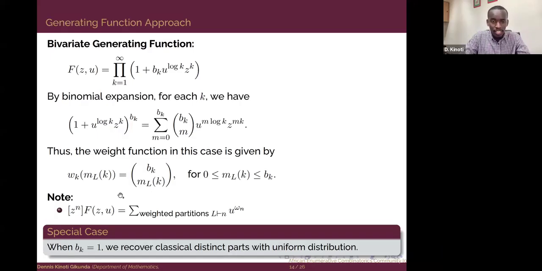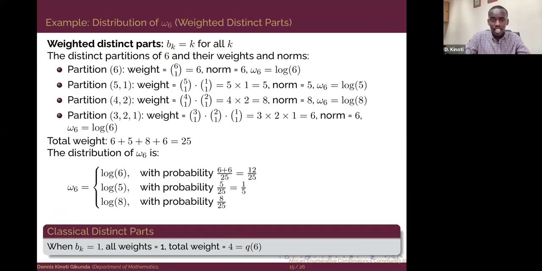It's a little bit different. The weight function is a little bit different if you're dealing with, say, unrestricted partitions, where we have the generating function 1 divided by 1 minus this. This particular thing will be different depending on what we get here from the binomial expansion. So notice that when we have bk equal to 1 here, we just have the normal, the classical distinct parts, where it's a subset of the natural numbers.